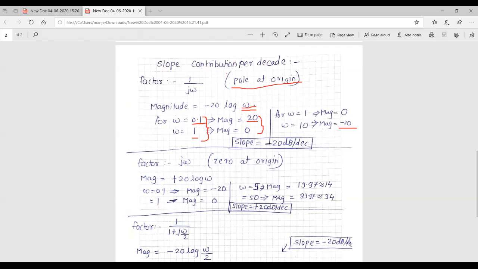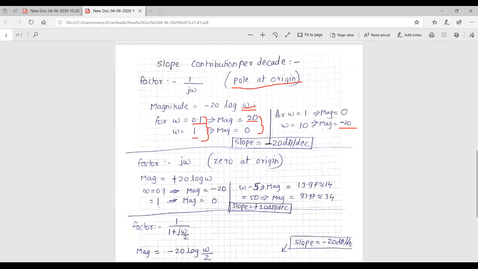Even if you consider any other value, 0.5 and 5, 13 and 130, any random value, you are going to get slope as minus 20 dB per decade. You can try for various values of 1 decade. This is one example.